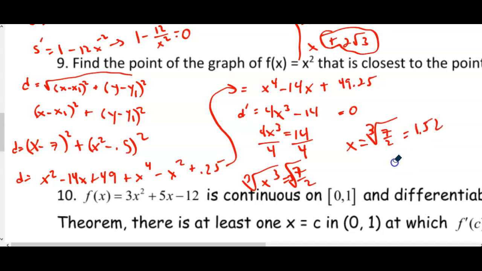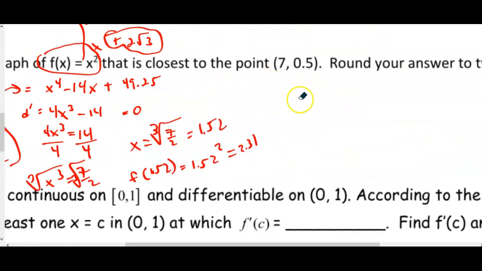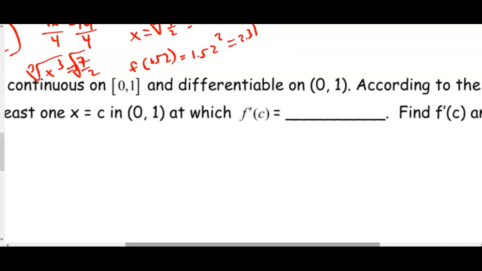So we take that 1.52 and we're just going to plug it in right here. All right, so you do alpha 1.52. And then that'll give us 2.31 right there. So that's our point. Our point is going to be 2.31 right there. That's our closest point right there, okay? All right, let's keep the train rolling.